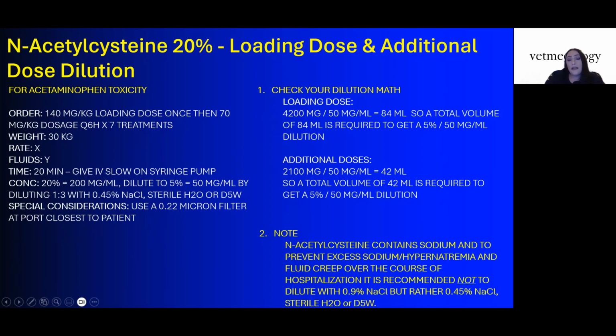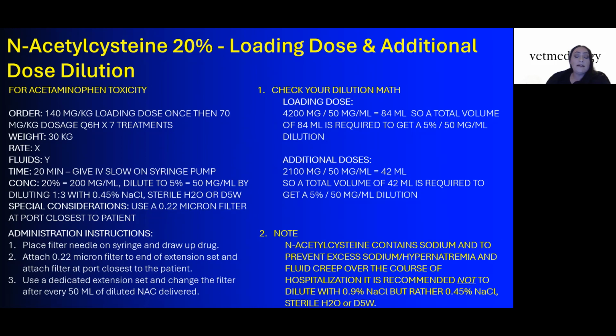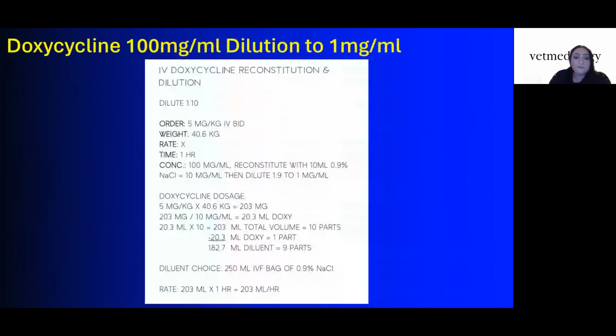Of note, N-acetylcysteine contains sodium, and to prevent excess sodium, hypernatremia, and fluid creep over the course of hospitalization, it is recommended not to dilute N-acetylcysteine with 0.9% NaCl, but rather the half-strength saline, sterile water, or D5W. You want to place a filter needle on your syringe and draw up the drug. Attach a 0.22 micron filter to the end of the extension set and attach the filter at the port closest to the patient. Use a dedicated extension set and change the filter after every 50 mils of diluted NAC delivered.